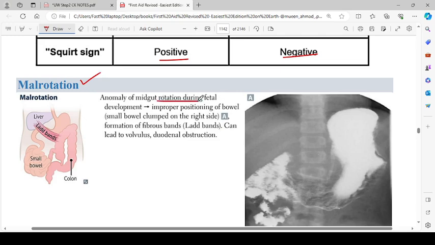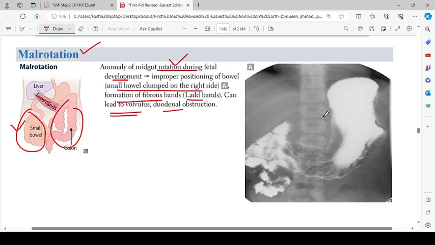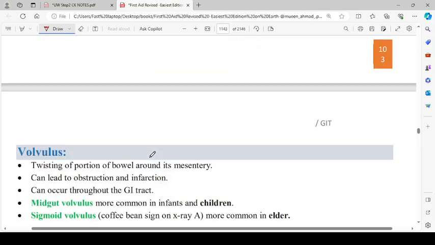So, an anomaly of the midgut during midgut rotation in fetal development leads to improper position of the bowel, with the small bowel clumped on the right side. As you can see, this small bowel is on the right side and the large bowel on the left side. And there is formation of Ladd bands, which can lead to volvulus and duodenal obstruction. So here you can see in this picture, these are the small intestines, and this is what colon may be, but the small bowel is clumped on the right side and the large bowel is directed to the left side.